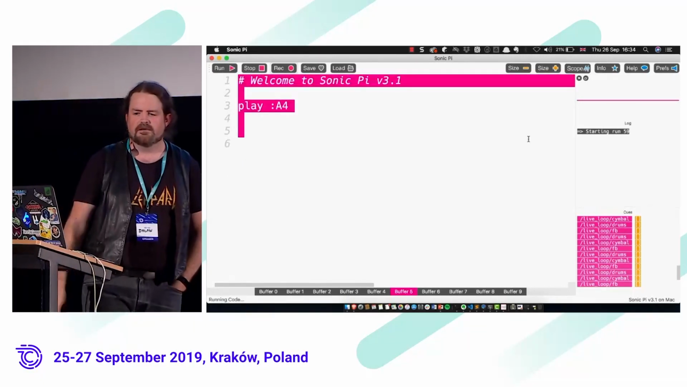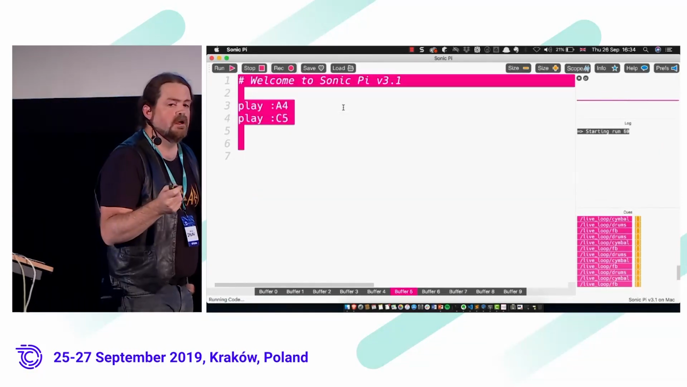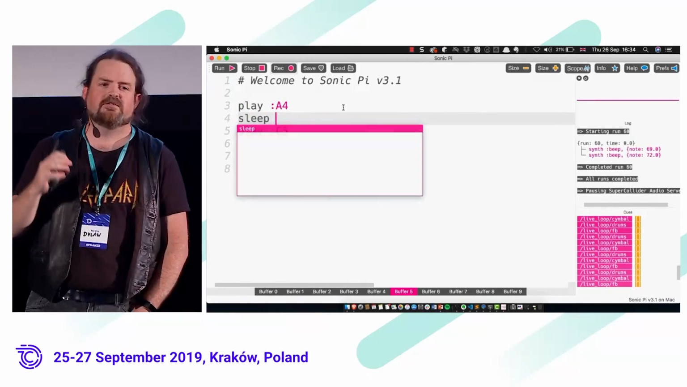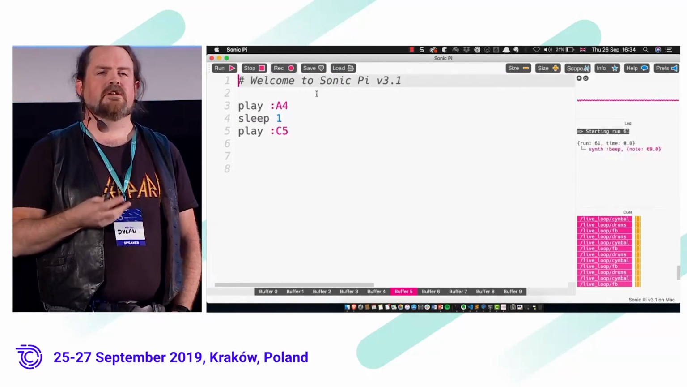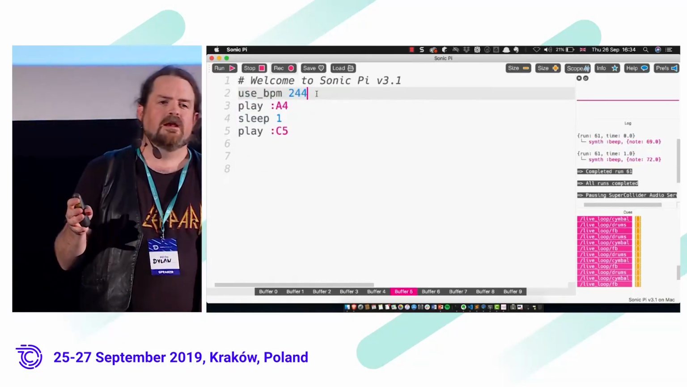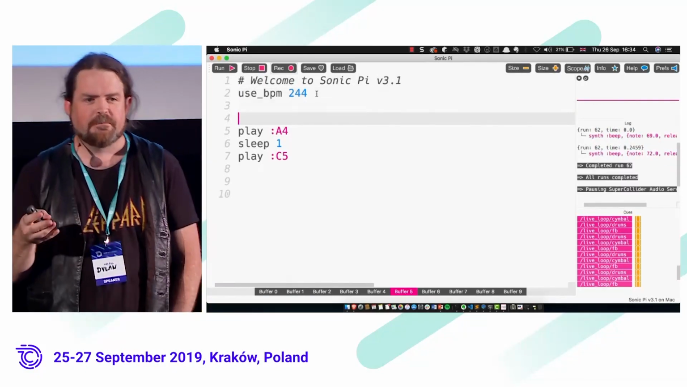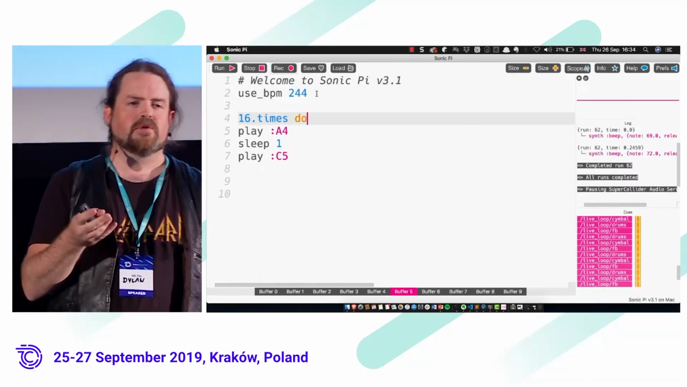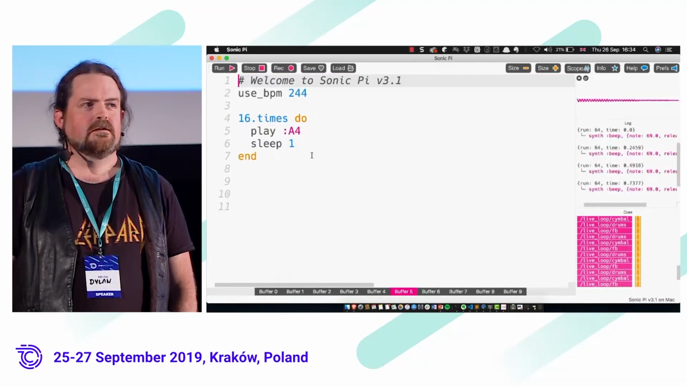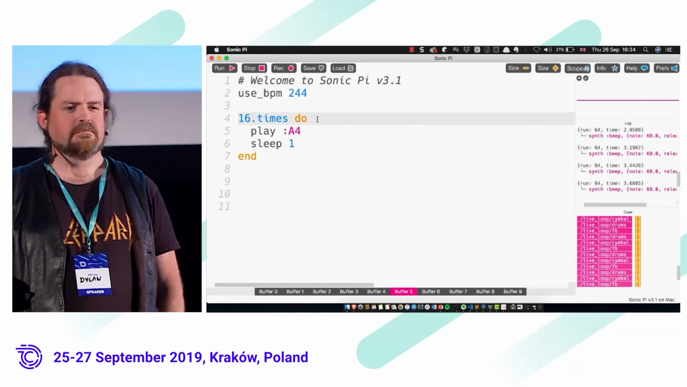So fundamentally, we say play A4, it plays that note. In Sonic Pi, everything happens at the same time unless you introduce latency. It's the only language in the world which is parallel by default. Now we're going to put in this use BPM. We're going to put in something with a tempo, and we're going to plug in a couple more notes here. So we're going to run a loop. We want to do this thing 16 times. There we go. Now that's not the most exciting melody in the world.